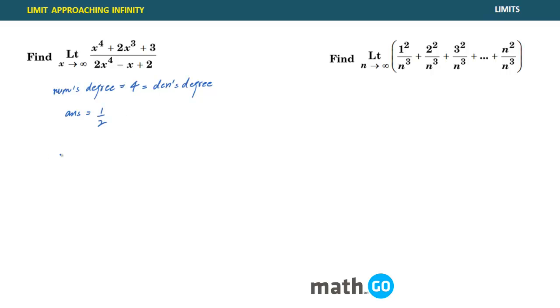Got it? So if I just change the scenario, had the numerator degree in this case been, let's say, 3, that means the highest term was x cube only, the answer in this case would have been 0. Let's say the numerator degree had been 5, the highest power term was x raised to power 5. Then your answer would have simply been infinity. This is what I meant by this. Now let's apply the same logic in the second question.